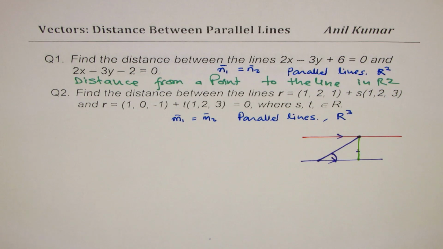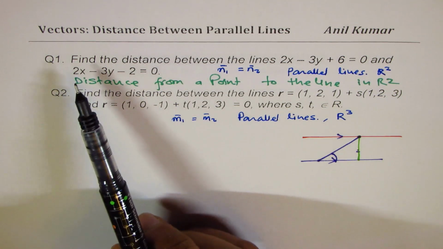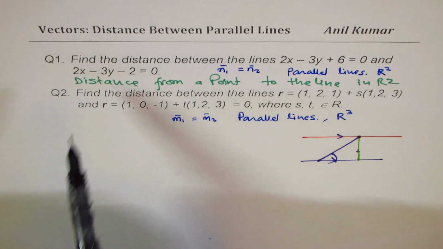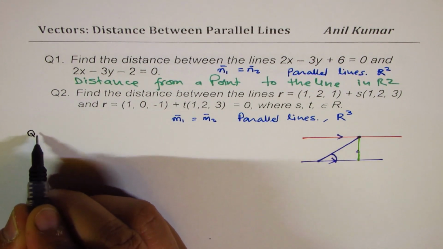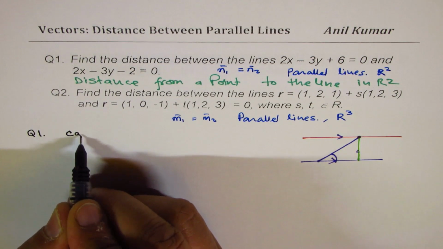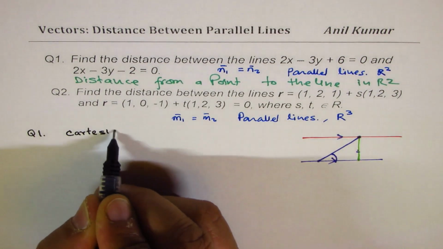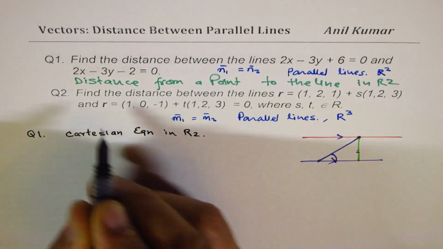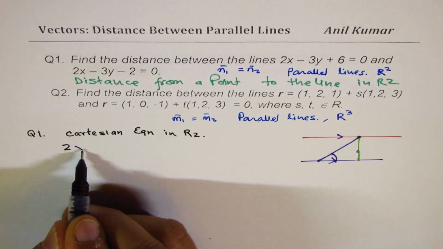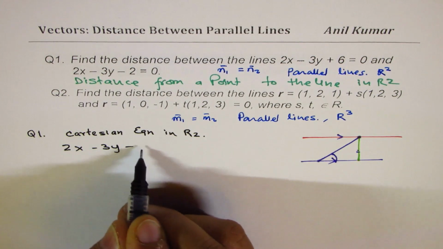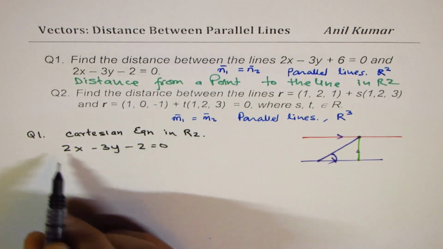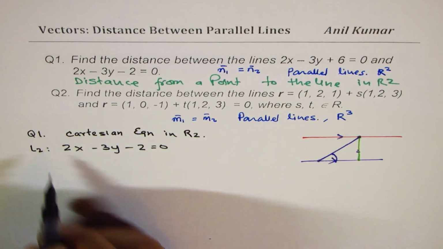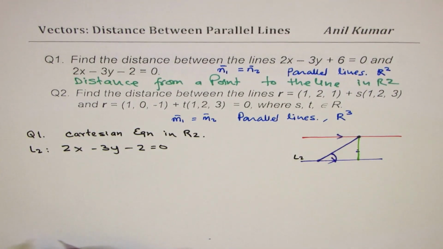So let's solve them one by one. Question number 1, which is based on R2. We are given Cartesian equation in R2, which is 2x minus 3y minus 2 equals to 0. So let's consider this to be the line L2, let us say, right? So let's say this is line L2.